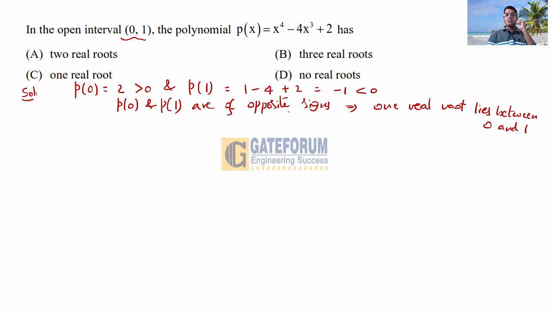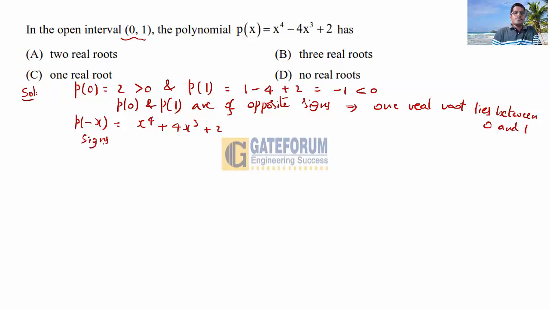We decide the other options. Depending on the situation, you can find P of 0.5, P of 0.7, etc. But it is time taking, 0.7 to the power 4. So let us use the Descartes rule of signs. So what is P of minus x? It is x to the power 4 plus 4x cube plus 2.